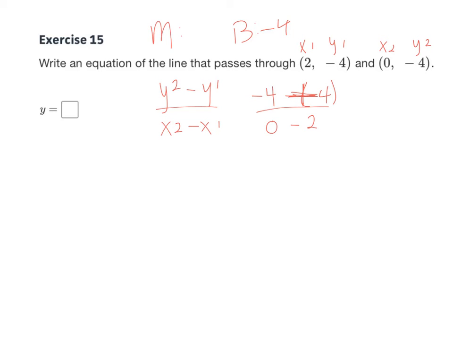Negative 4 plus 4 is 0. And 0 divided by negative 2, that's just 0, right? So our slope on this one is 0. So to write the equation, you'd have y equals 0x minus 4. Or if you wanted to clear that up a little bit, 0 times anything is 0. And so you could just eliminate it and have y equals negative 4.